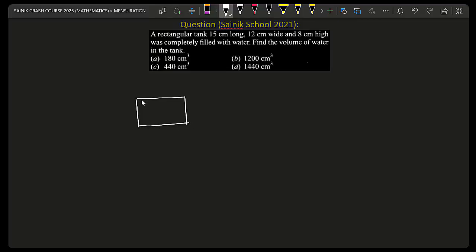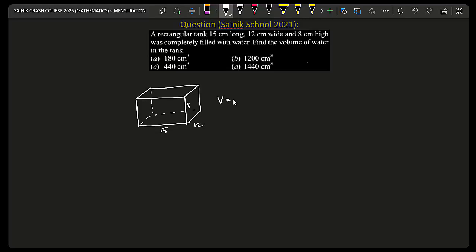Shanay, can you read the question again? Sir, the rectangular tank 15 centimeter long, 12 centimeter wide, and 8 centimeter height was completely filled with water. Find the volume of water in the tank. So this is in cuboid shape. What is the volume of the cuboid formula?